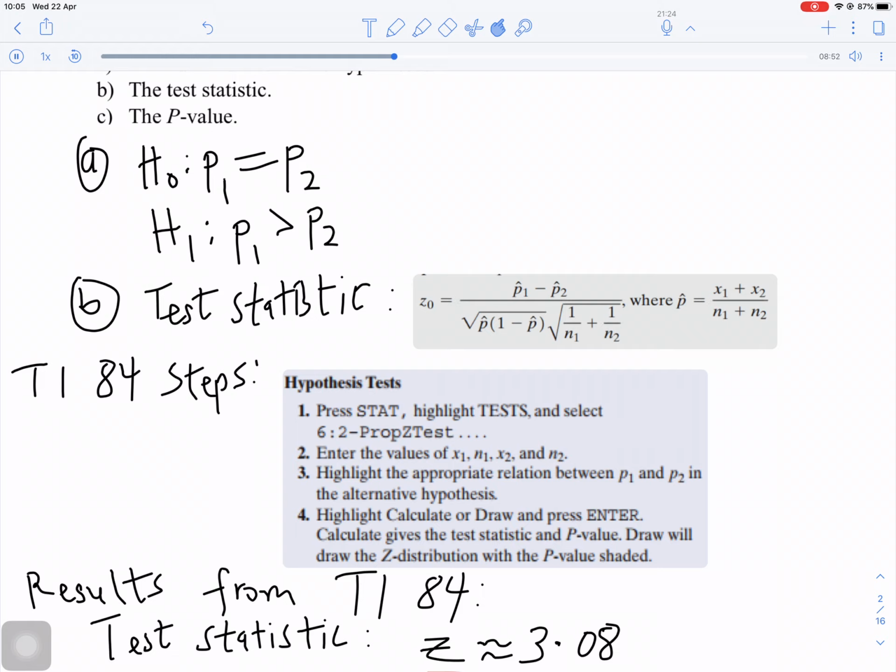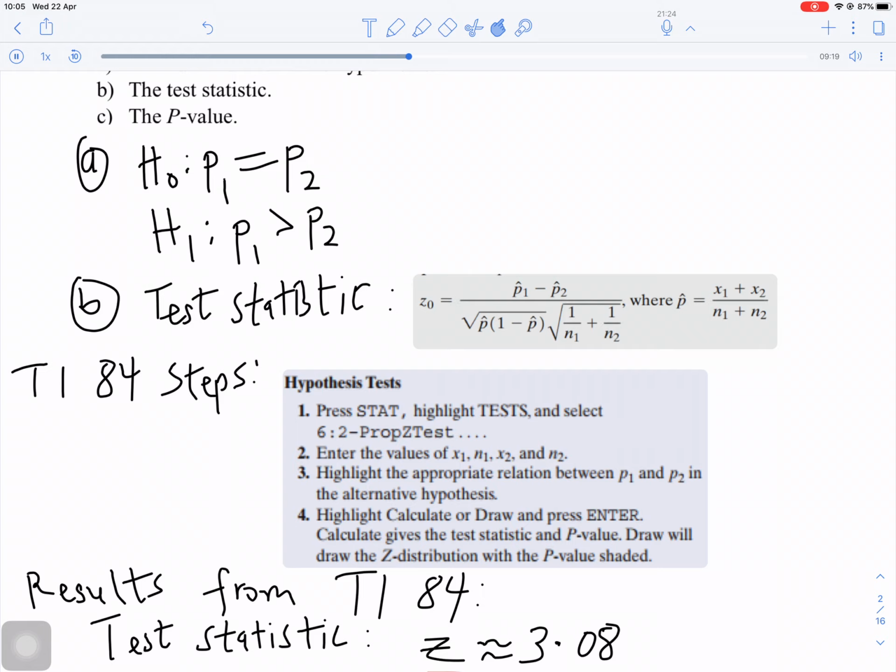Then you highlight the relationship between P1 and P2, which is in the alternative hypothesis, and in this case that is greater than P2. So P1 is greater than P2. And then you go to calculate. So you press enter, and then it gives you your result.